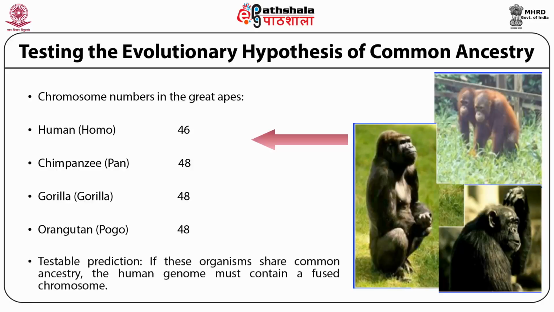So the testable prediction is as such: if these organisms share common ancestry, the human genome must contain a fused chromosome. So there is a great possibility that they may have a common ancestry, or they are directly related to us in the evolutionary pedigree and the evolutionary phylogenetic feature.